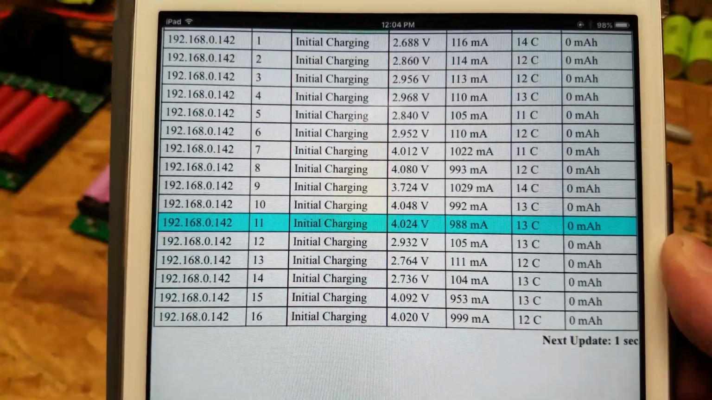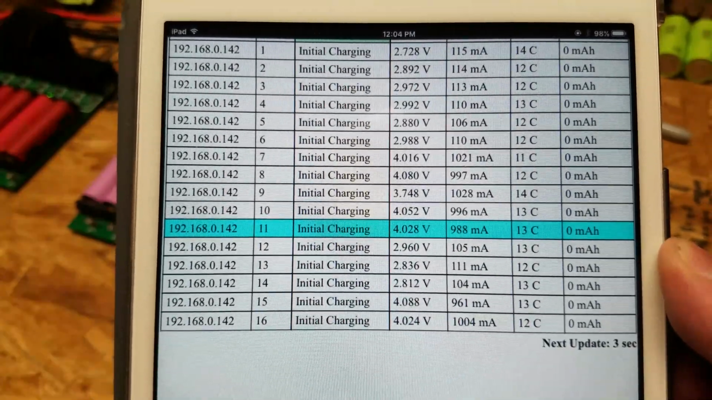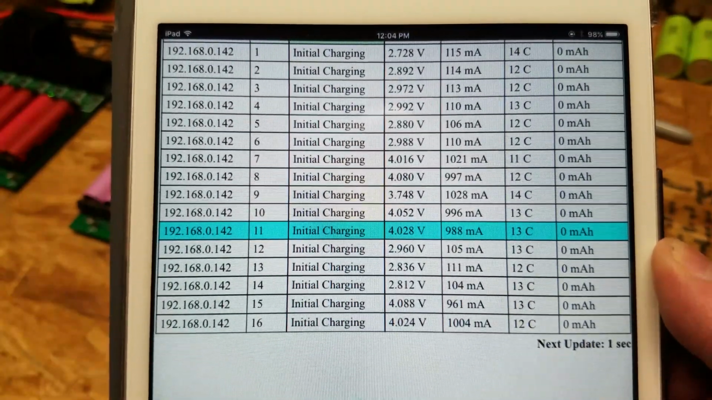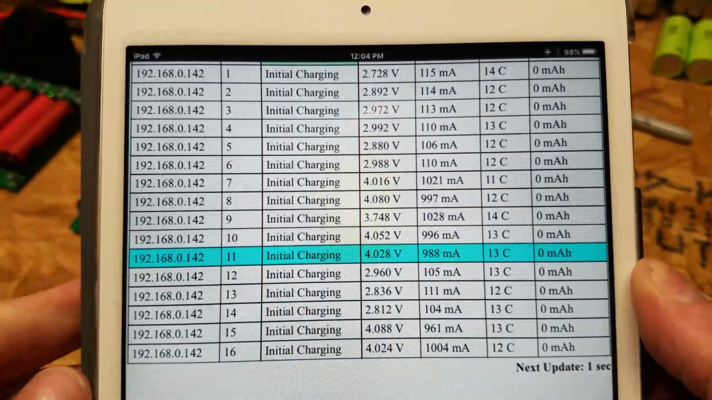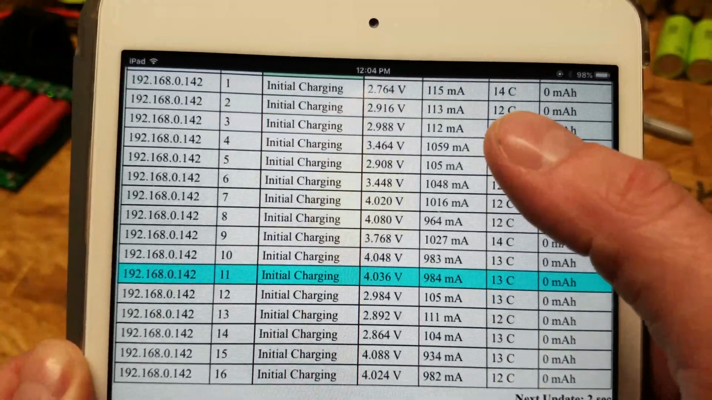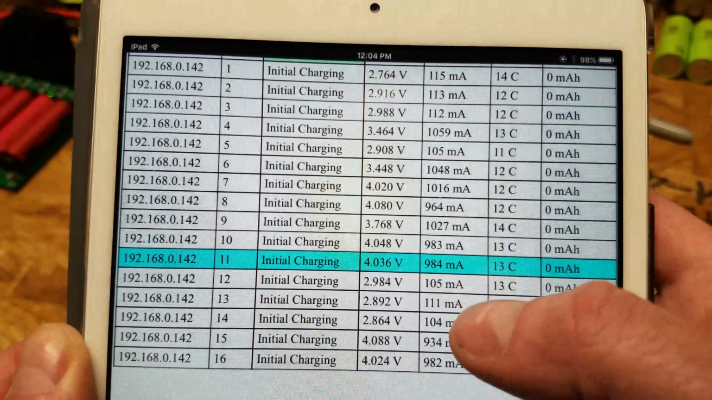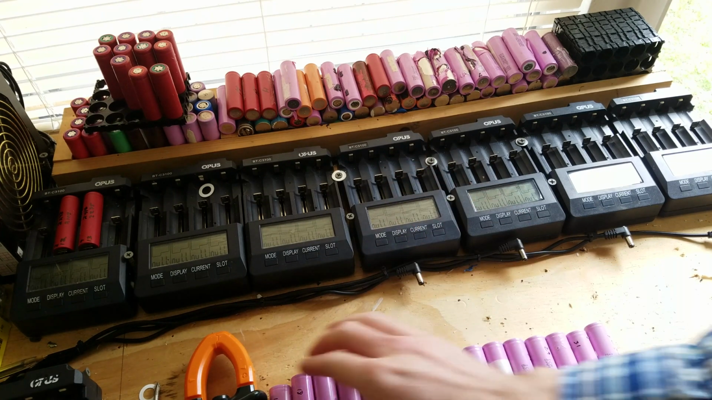Alright, so on the mobile webpage I built for my iPad, you can see all 16 cells have begun the initial charging phase, and you can see the voltage being reported by the MegaCell charger in addition to the charge rate. Some of them have begun charging at a faster rate than others. I'm going to take a guess it's because these cells had a lower initial voltage than the other cells down here. And over here, cells 17 through 32 are going to be going in the Opus chargers first.